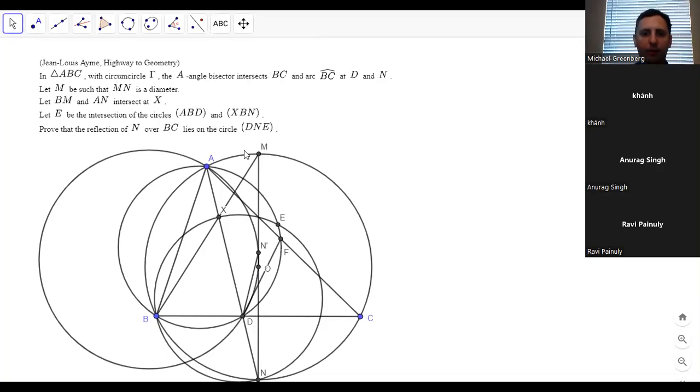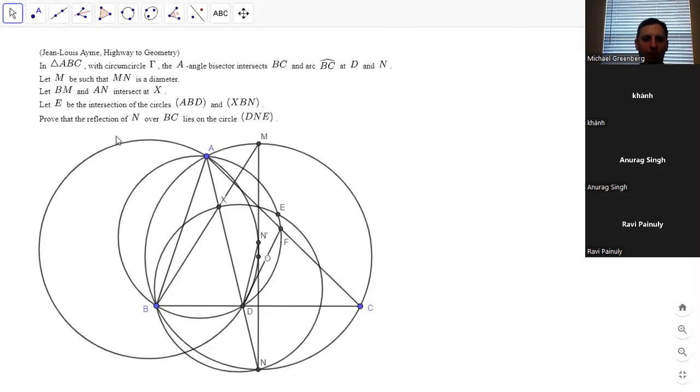Oh, this is our first problem. So the only thing we really proved is that this is cyclic, so AN prime OD. And we also know that BD equals DF. But other than that, we haven't done too much. Let's see.